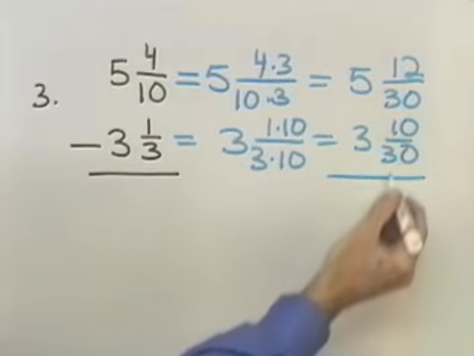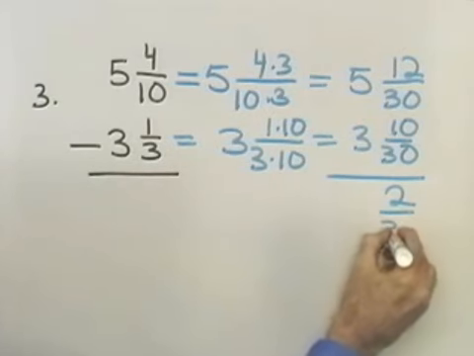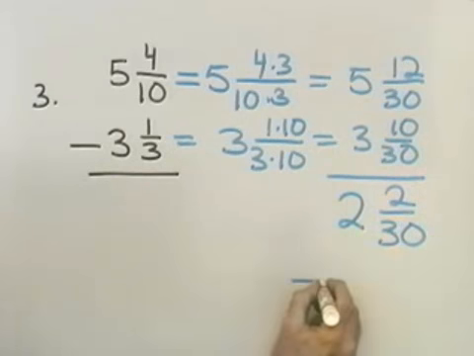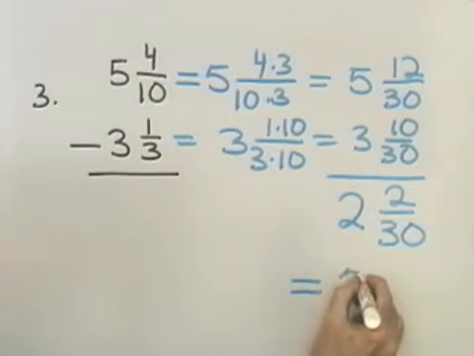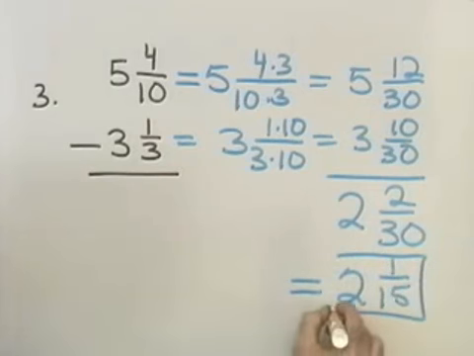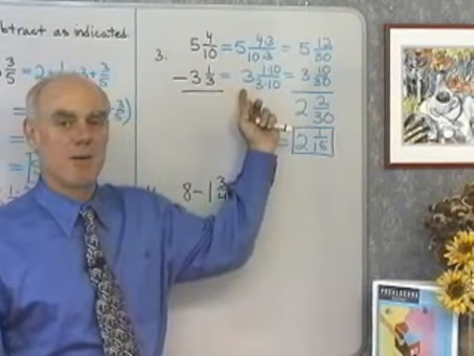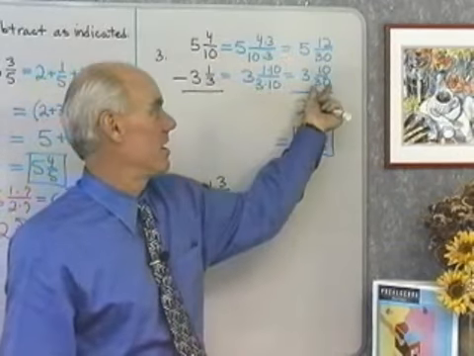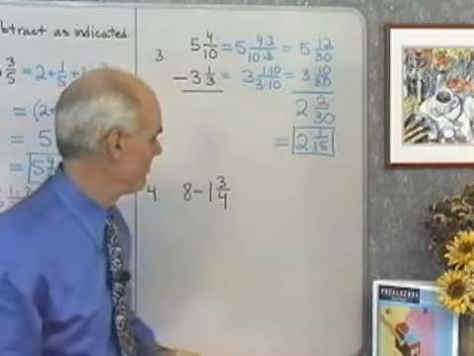Now I'll do my subtraction. 12 thirtieths subtract 10 thirtieths is going to be 2 over 30, and 5 subtract 3 is 2. Changing that to a mixed number that has the fraction part in lowest terms, it's going to be 2 and 1 over 15. So 2 and 1/15 for that. So it works the same with subtraction. I simply have to find that least common denominator, change the fractions to equivalent fractions that have that least common denominator, and then I'll just subtract as usual. Let's look at another problem.